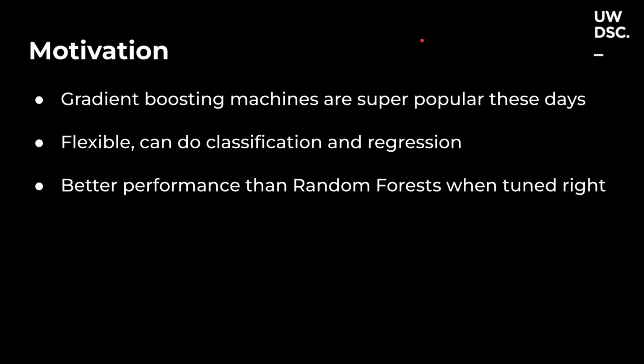Oh yeah, because gradient boosting machines use decision trees, they're also pretty interpretable, because you can see what decisions are made at every single step. So not only is it flexible, it's also interpretable, which is a great point to have with machine learning models.